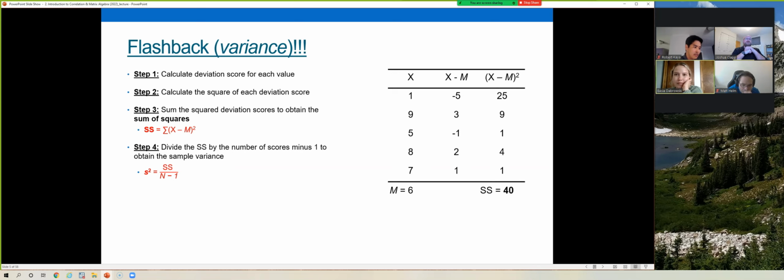So remember that if we were calculating the population variance, we would just divide by the number of observations in the population, right? So we take the sum of squares divided by n, that's our population formula. But for samples, if I have a nice normal curve, a nice normal distribution, and I randomly sample scores from that distribution, where is the bulk of my scores going to come from in that distribution?